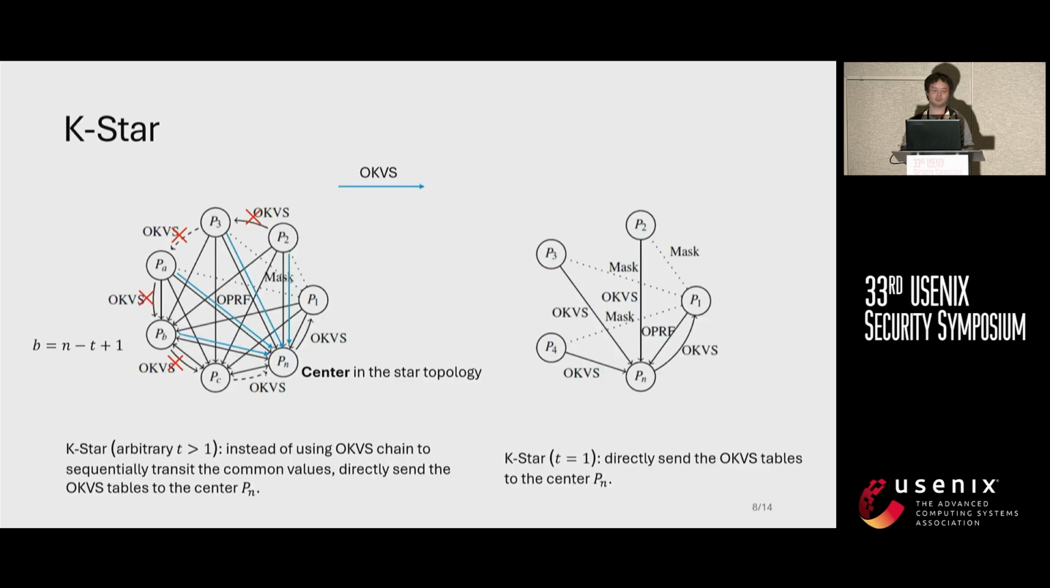After I introduced the O-ring, which is a ring structure, we can move forward to K-star by making a slight modification. Instead of using the OKVS chain from P2 to Pn, we just break it, and then these parties can directly send the OKVS tables to Pn. So Pn can also compute the sum of the common OPRF values and the PRF values. Then they can get the intersection. This is the same for the case when T is 1, that is, when there's no collusion.